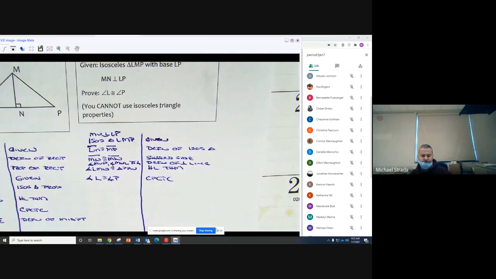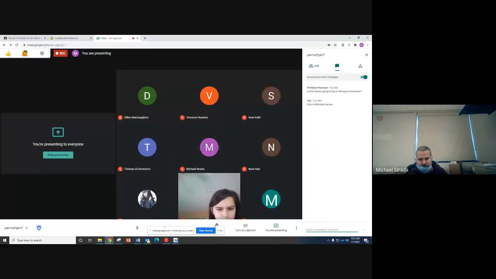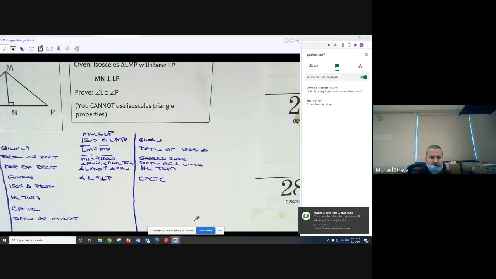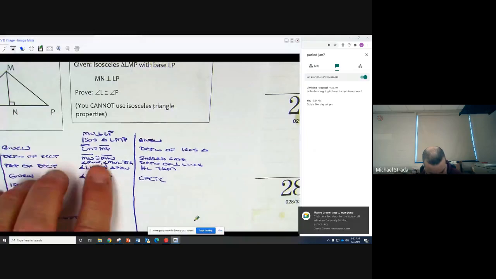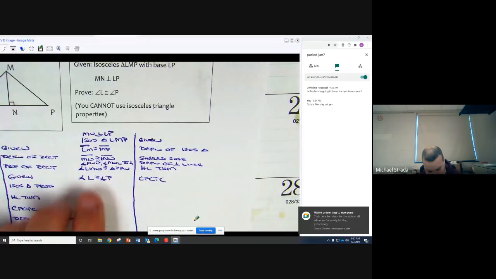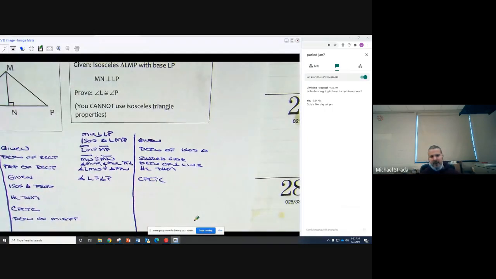All right. You can also name them with numbers, of course, just like you have all year. That would be fine. All right. You want to name them 1 and 2 instead of that, that's fine. All right. Triangles are congruent by hypotenuse leg, and then angle L is congruent to angle P by CPCTC. All right. Any questions about any of those proofs?